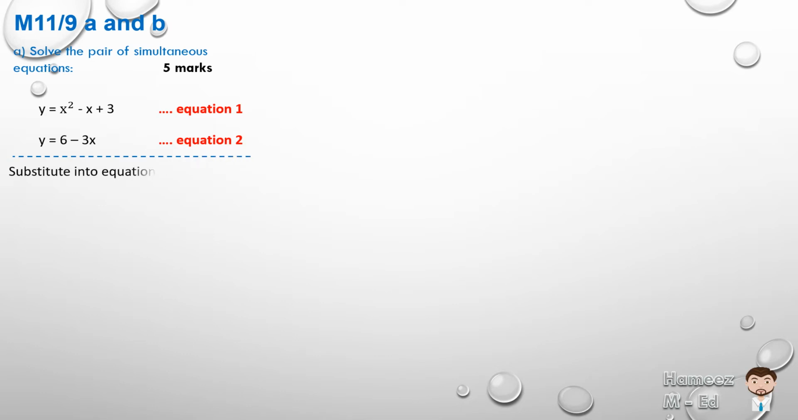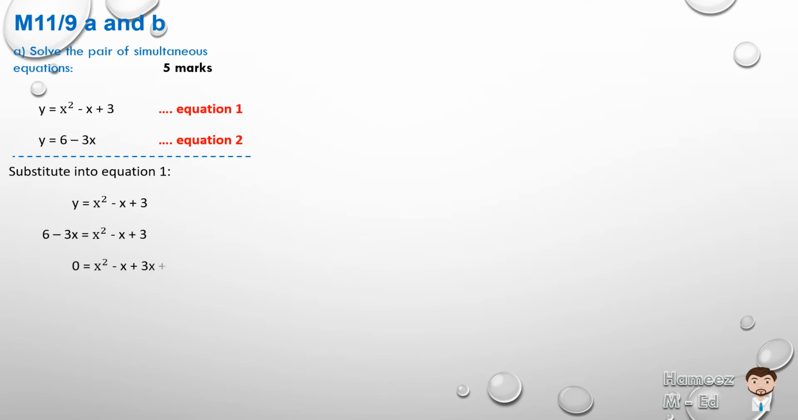Let's use substitution. So let's write the quadratic equation y is equal to x squared minus x plus 3. And we know what y is in equation 2, so let's replace y by 6 minus 3x is equal to x squared minus x plus 3. Let's carry everything across, so it'll be equal to 0 on one side.